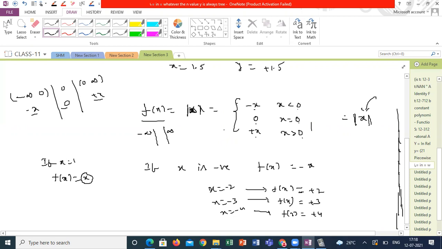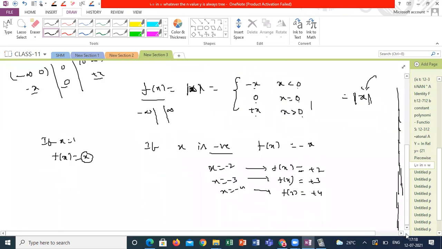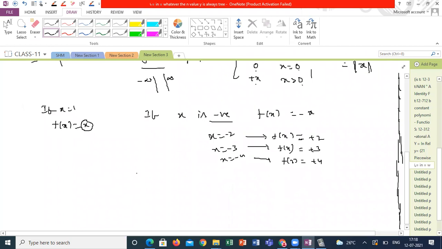Sir, I have a doubt, sir. Yes. Sir, if x is negative, f of x will be plus x, right? Minus x. How plus x? Suppose if x is negative, f of x is plus x. I am taking your statement, but it is not giving the modulus function. No? If x is negative, you are saying f of x is minus x.